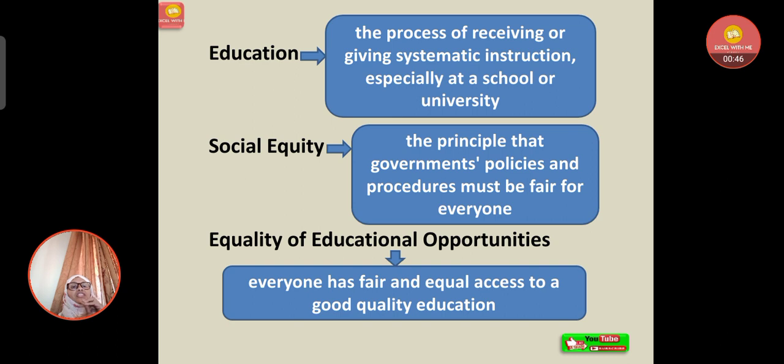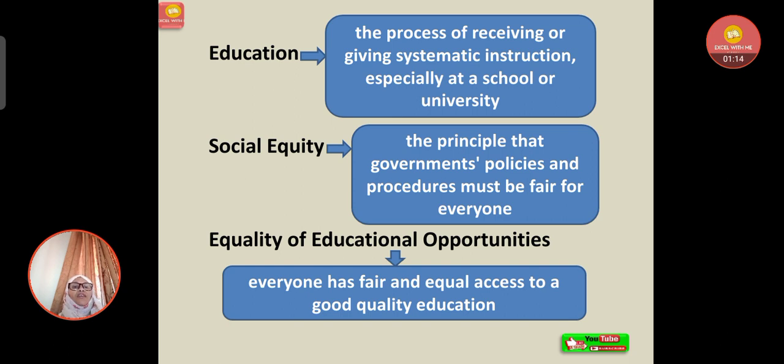Now, related to education, we are talking here about social equity. Social means pertaining to society, equity means giving equal importance to everyone. Related to government's policies and procedures, there should not be any difference. That means no rich or poor, no religion, caste or creed differences. Everybody should get equal importance here.